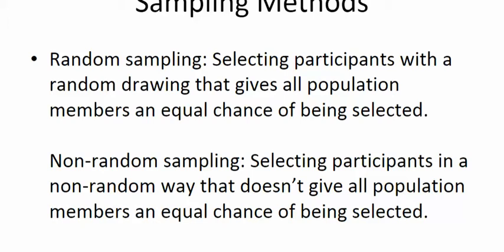So I mentioned that to give all population members an equal chance of being chosen, you have to do some type of a random lottery or random drawing, like pulling names out of a hat. If you put 100 names into a hat, shake it up, and take out 10 names without looking, then all population members have an equal chance of being chosen. Those 100 are all equally likely to end up being one of the 10 selected people. Well, at least in theory.